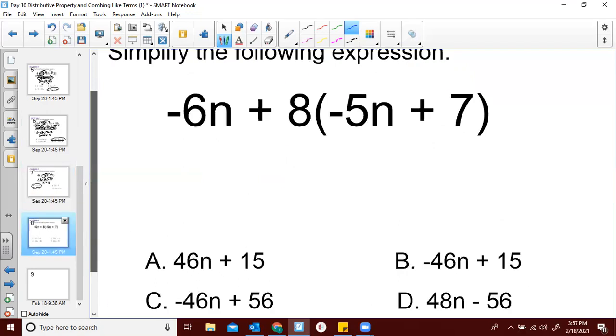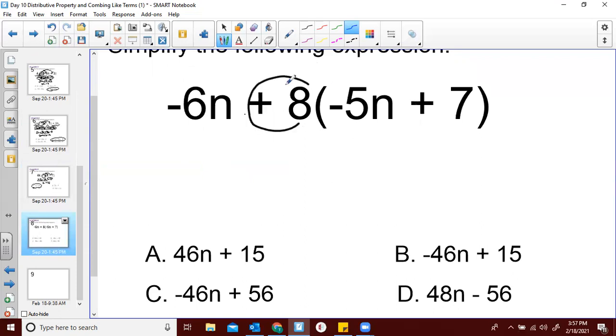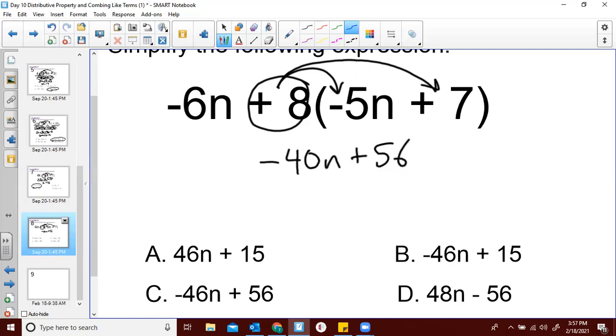And last but not least, we're distributing this positive 8. So we're going to distribute that to our negative 5n and to our positive 7. And when we do that, we get a negative 40n and a positive 56. Bring down what we didn't use, which is negative 6n.